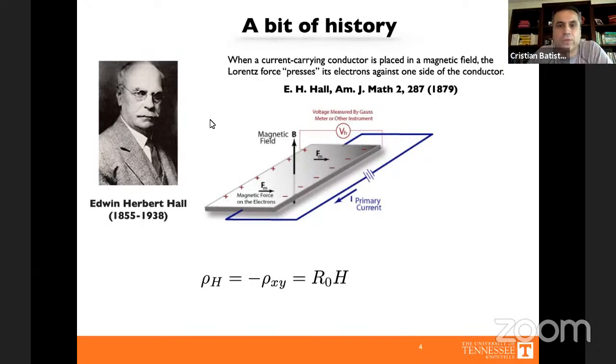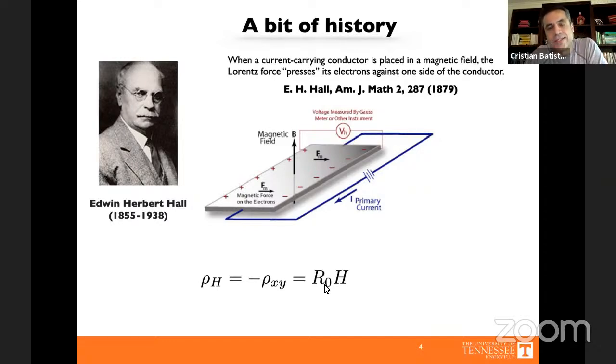As you probably all know, Edwin Hall discovered the Hall effect in 1879. In his words, he said when a current carrying conductor is placed in a magnetic field, the Lorentz force presses its electrons against one side of the conductor, right? And in other words, what this means is that the off-diagonal component of the resistivity tensor is now proportional to the magnetic field, and the proportionality constant is the so-called Hall coefficient that depends on the concentration of carriers, right?